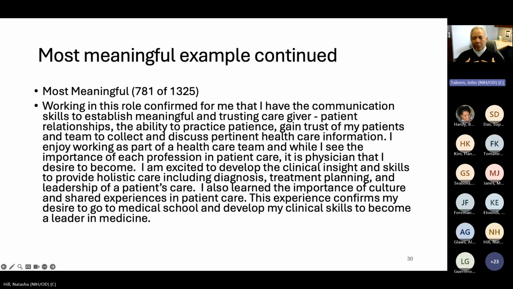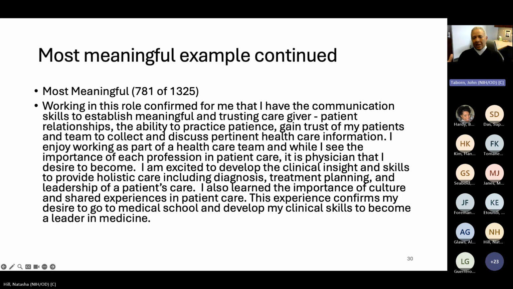Do you see how you're telling the reader this? You confirm that you have the communication skills as well as the ability to gain the trust of your patients and work with the healthcare team. It also communicates that I really learned that I enjoy working as part of a healthcare team, while I see the importance of each profession in patient care as the physician that I desire to become. I'm excited to develop the clinical insights and skills to provide holistic care, including diagnosis, treatment planning, and leadership of a patient's care. I also learned the importance of culture and shared experiences in patient care.